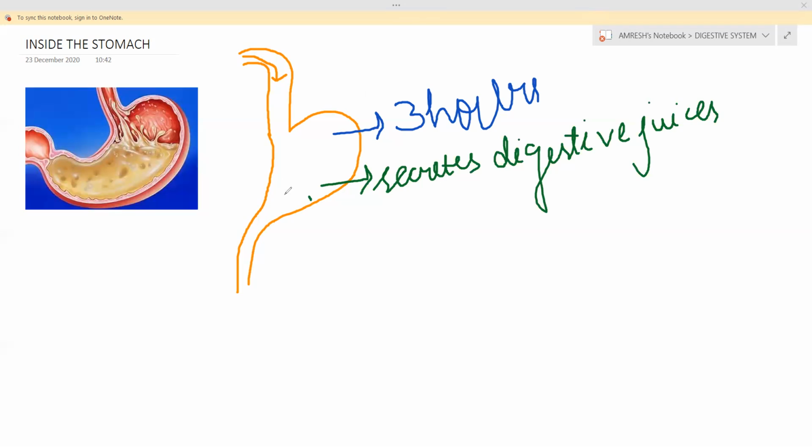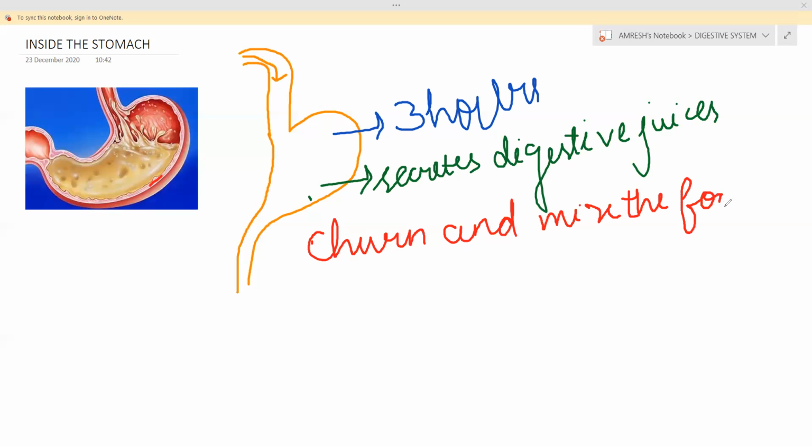Another function of the stomach is its muscles, because the stomach is made up of muscle. You see these muscles. What do these muscles do? These muscles churn and mix the food with the juices. Churn means break down into smaller particles and mix. They grind the food and mix it with these juices. What is the function of the tongue? It mixes food with saliva. The function of the stomach muscles is to churn and mix food with the digestive juices.